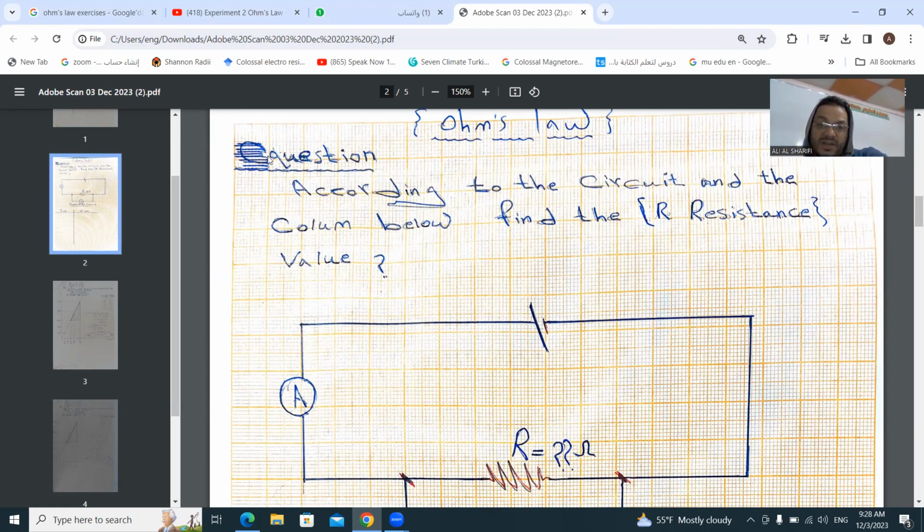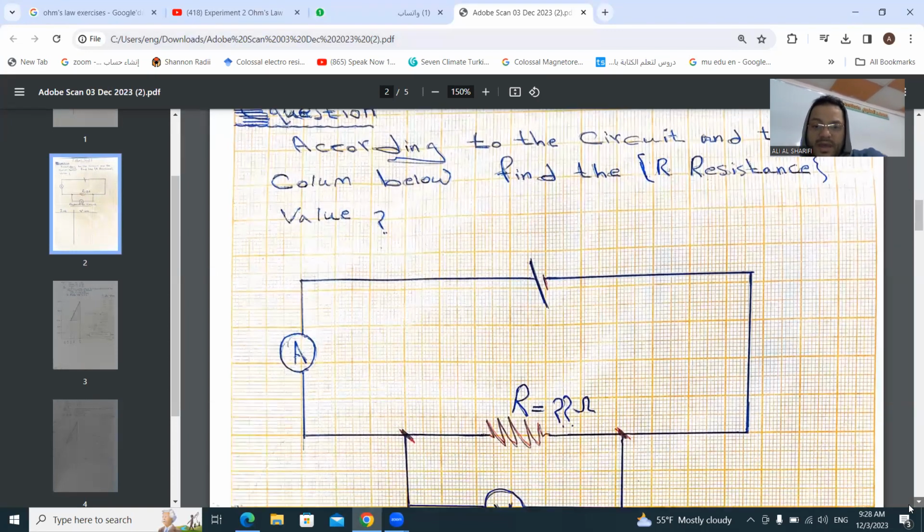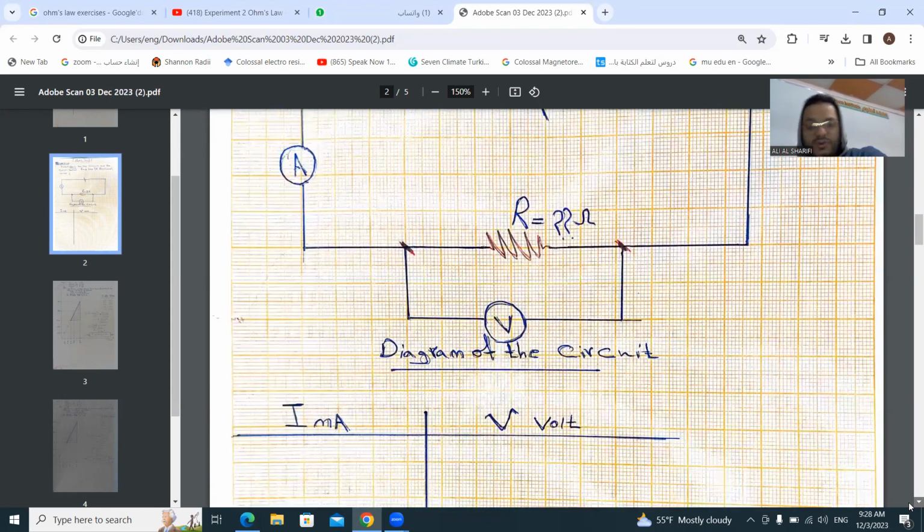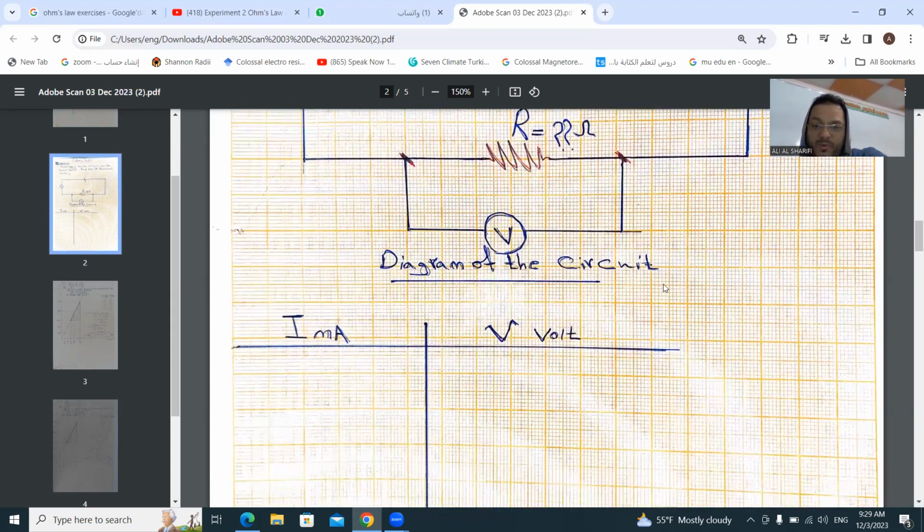Let's read this question and try to answer it. Question here: according to the circuit and the column below, find the resistance value. Okay, I have this circuit like the circuit in your sheet. Here, we must calculate the resistance value from the current and voltage results in your question paper, in your exam paper, let me say. Here is the diagram of the circuit, all of these.